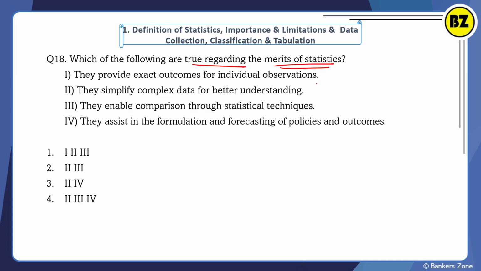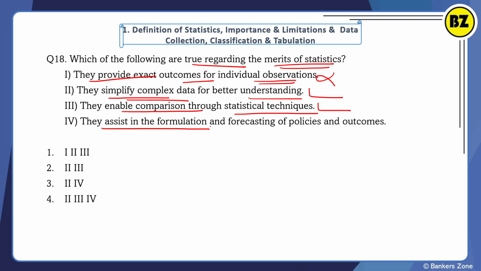Now see here, they provide exact outcome for individual observation. They are not applicable for the individual, and they are not providing exact outcome also, it is a wrong statement. They simplify the complex data for better understanding. True. They enable comparison through statistical techniques. True. They assist in the formation and forecasting of policy and outcome. It is true. Okay, so 2, 3, 4. So option number 4 you have to mark, which is the most accurate.